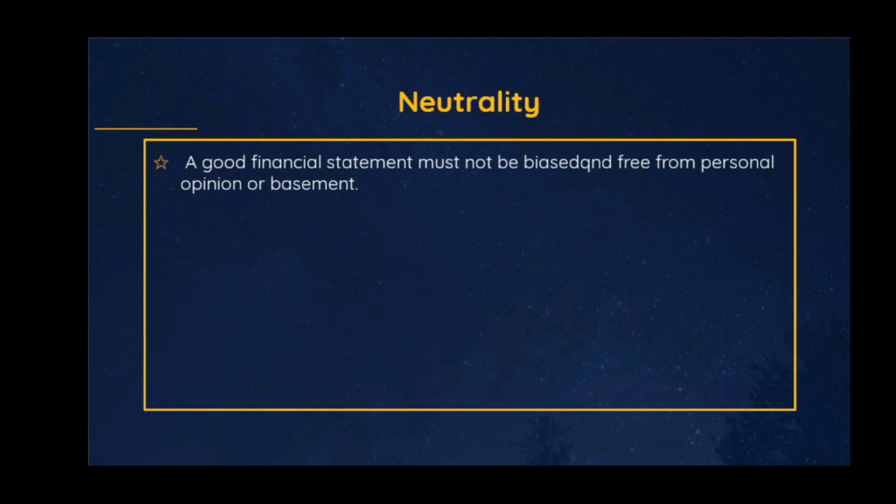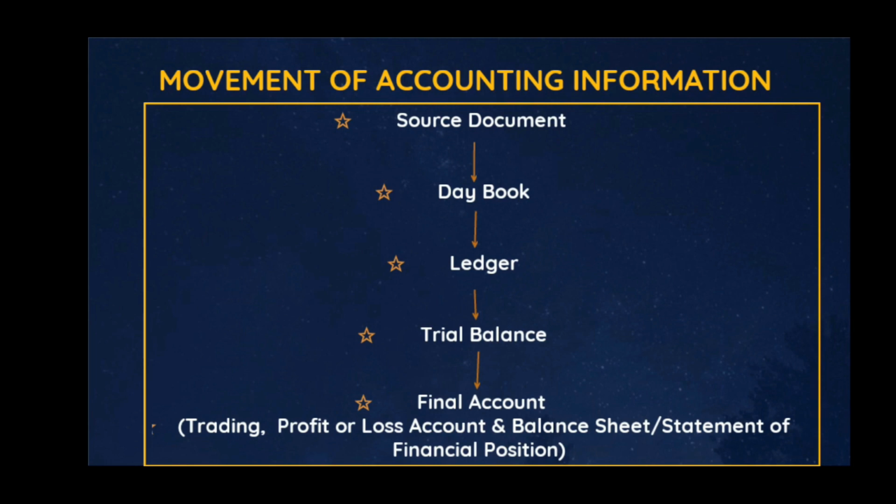Now, let me take you to what I call the movement of accounting information. As you see from the chart, that is the way in which financial transactions move from one stage to another. As you all know, buying and selling is the beginning of the business. The business sells to customers and also buys from suppliers. So any buying and selling that has to do with cash, a receipt is issued.